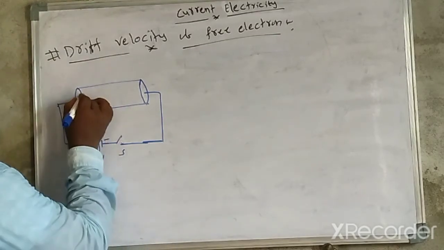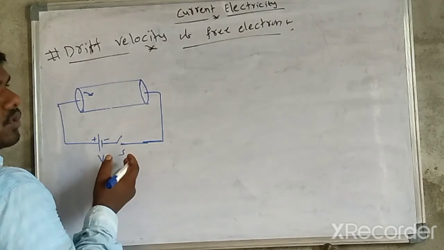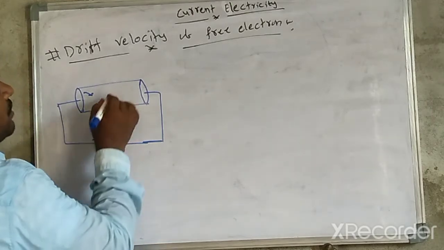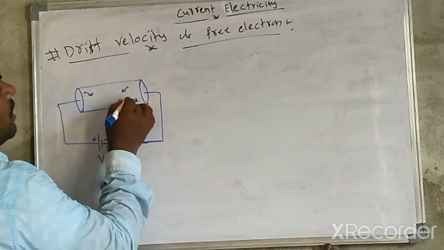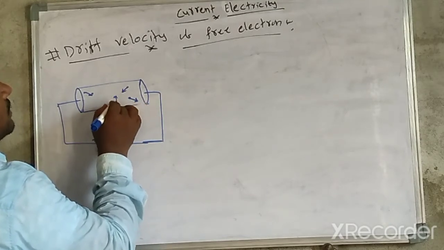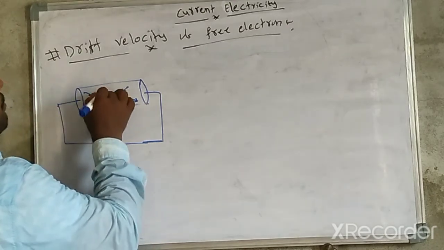So here, the free electrons without a connection, without closing the switch, means an open circuit. In that case, the electrons move in random directions, in different ways. It looks like Brownian motion.